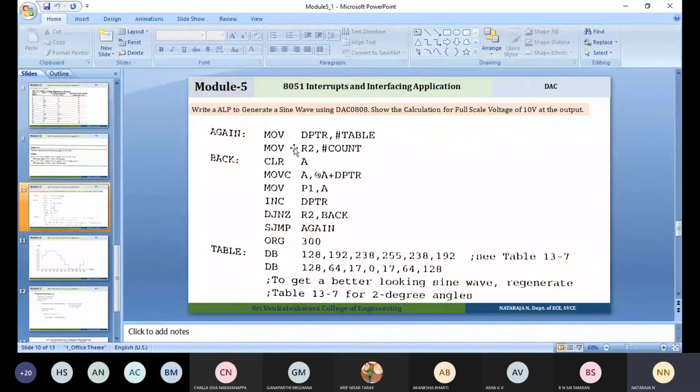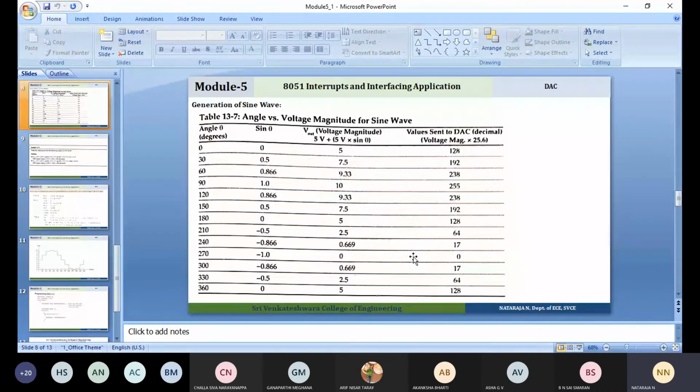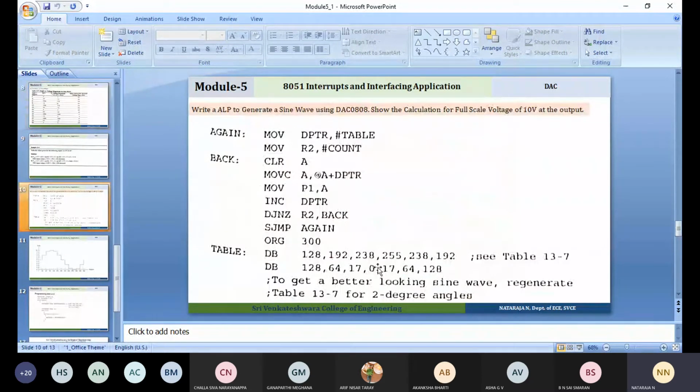See here, MOV DPTR, #TABLE. What is this table? I have defined the table with DB, data byte, with the values 128, 192, whatever values we found to generate the sine wave. These values I'm going to fit in the table. Okay, this is my table. DB is the data byte instruction. We take 128, 197, 192, 238, 255, and so on. All the values I am going to fit here. Okay, that is your table.